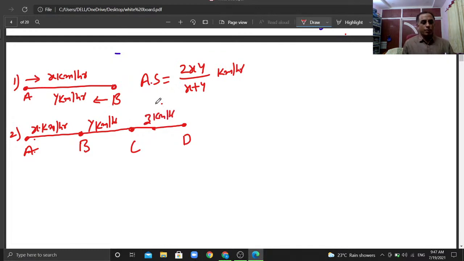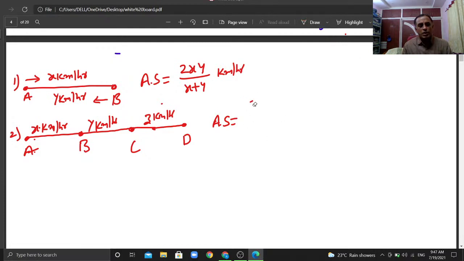Z kilometer per hour. Then what is the average speed of that person? If a person traveled three equal distances at x kilometer per hour, y kilometer per hour, and z kilometer per hour, then the average speed is not x plus y plus z by 3. Then what is the average speed?